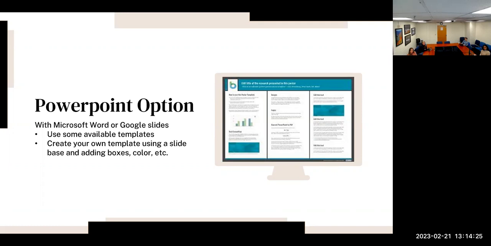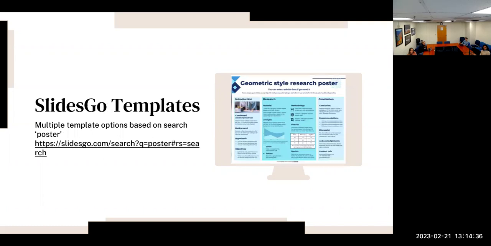You want to use some available templates that are there, or just pick a specific color scheme that makes sense, and then just create your own templates. Slides Go has templates. So who's familiar with Slides Go? Okay, this is a very helpful resource. You can get 2 templates for free automatically, and if you just sign up, then you can get more, but you don't have to pay for them.